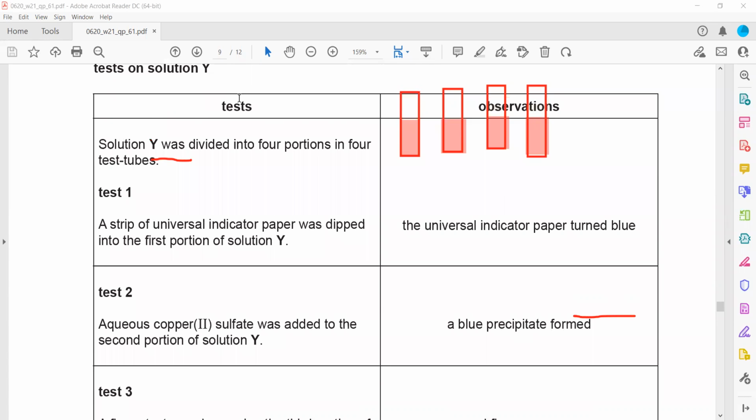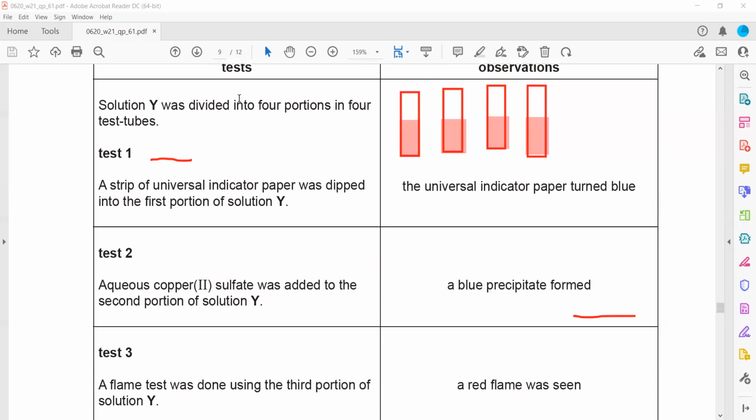The second part, to the second test tube, aqueous copper 2 sulfate is added. We know this is an alkaline solution because the first test indicates that this is an alkali, or a base, or a hydroxide. How do we identify that all four test tubes contain an alkali? Because in test one, when universal indicator is added, it shows a blue color, which shows an alkaline solution. So all the solutions contain an alkali.